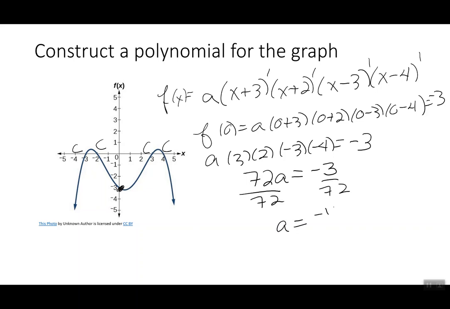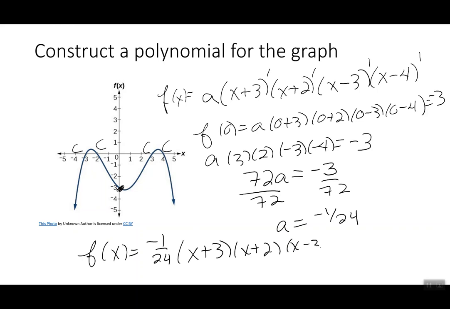We can simplify that to negative 1 over 24. Again, we knew it was going to be negative, it was going down. So my f of x is negative 1 over 24, x plus 3, x plus 2, x minus 3, x minus 4.